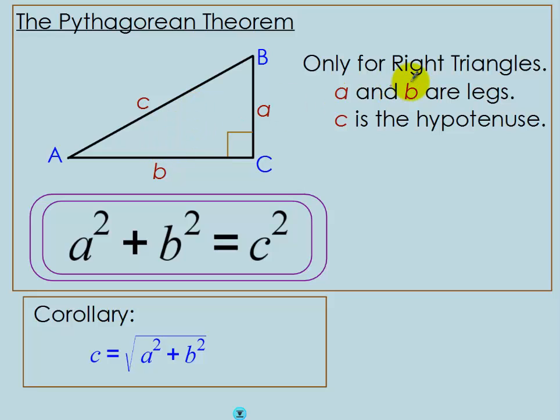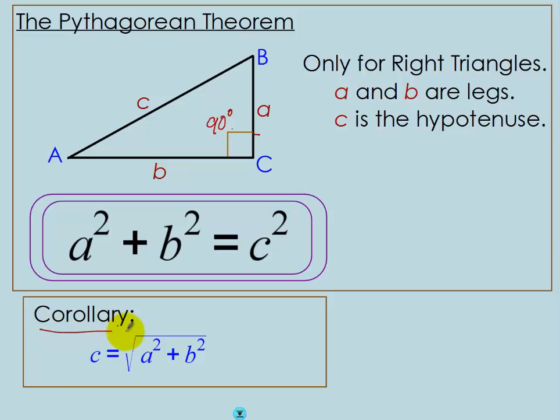If you have a right triangle, and you have two sides, a and b, we call these legs. These come off the right angle right here. So this is your right angle, that's 90 degrees. A and b are legs, and c is the hypotenuse. The hypotenuse is the long side of the triangle. Then you can say a squared plus b squared equals c squared. So the length of a squared plus the length of b squared equals c squared. This is the formula.